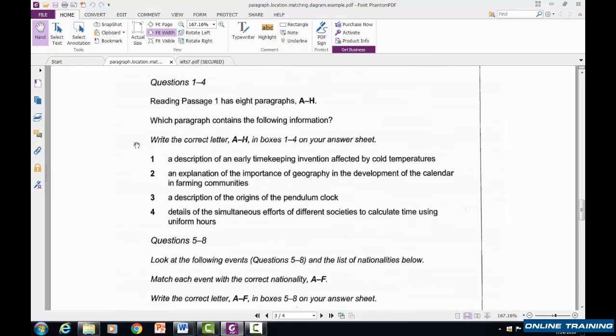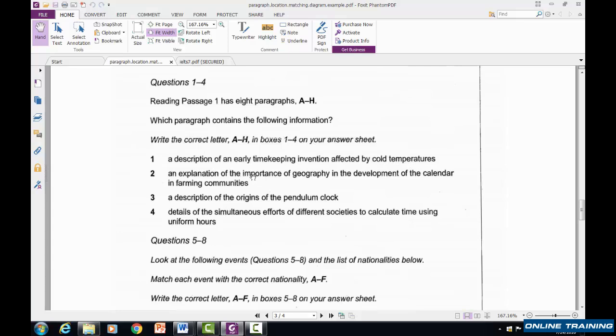Now, as I explained in the strategy, what we want to do is first look at the keywords in the paragraph location question. When I say keywords, let me be clear about that. I'm talking about nouns and verbs, subject, verb, object. That's what we're looking for. So for number 1, we have early timekeeping invention and also something about cold temperatures. Those are the keywords that I would circle or underline, okay?